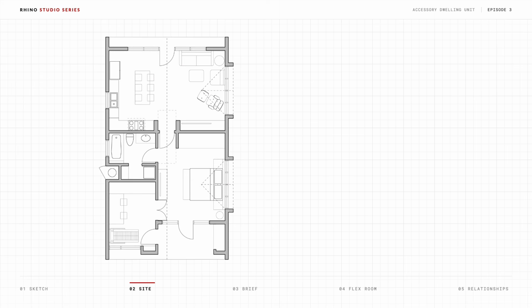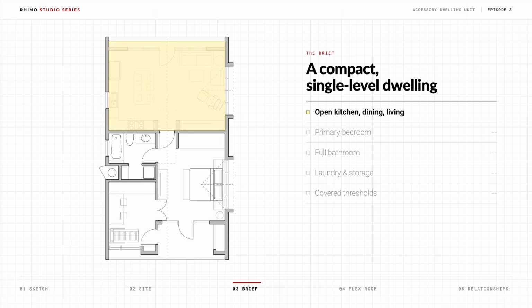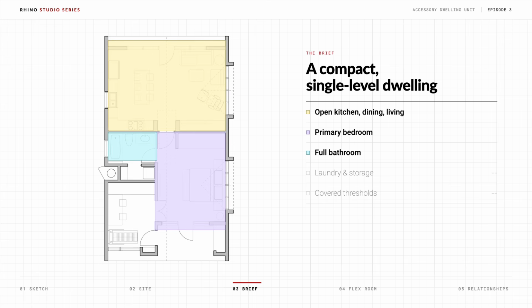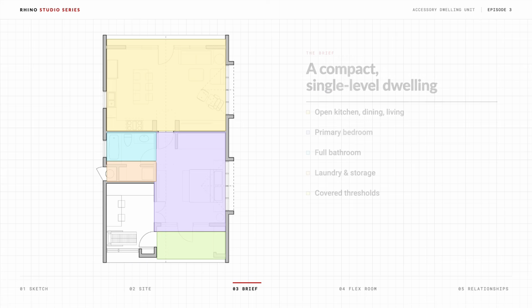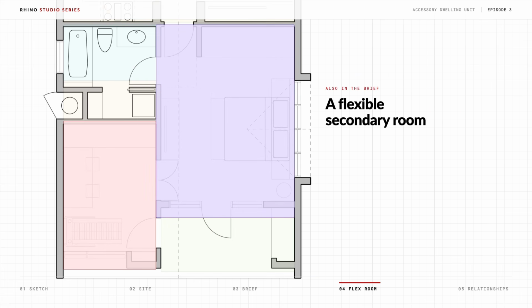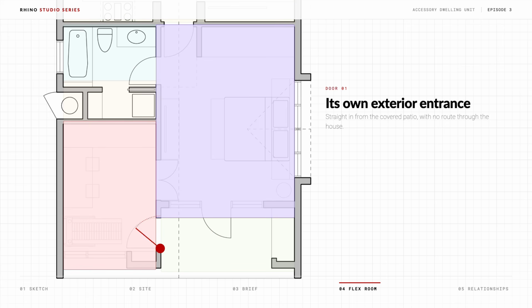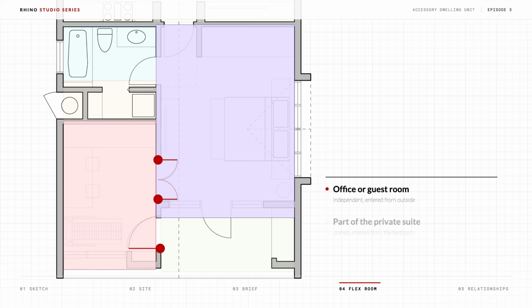Our brief calls for a compact, single-level dwelling with an open kitchen, dining, and living space, a primary bedroom and full bathroom, laundry and storage, and a covered threshold connecting to the site. It also includes a flexible secondary room with its own exterior entrance and an interior door from the primary bedroom. This allows it to work independently as an office or guest room, or become part of the private suite.